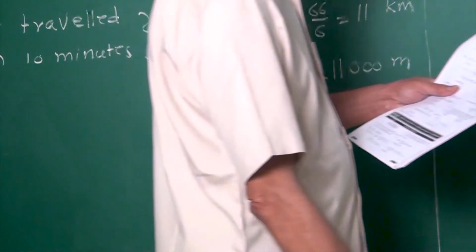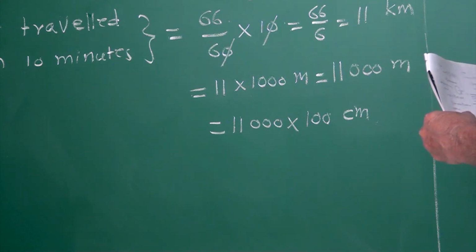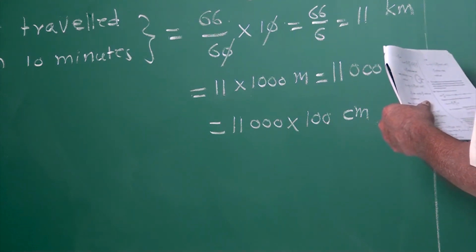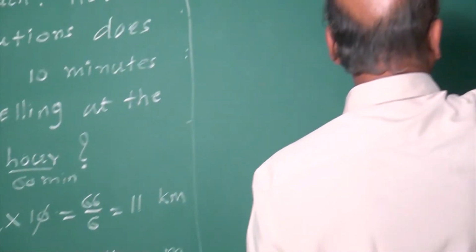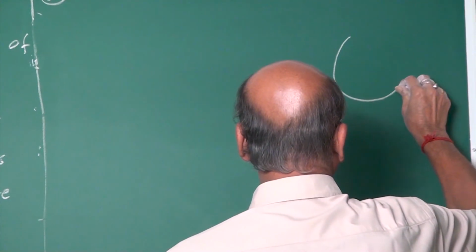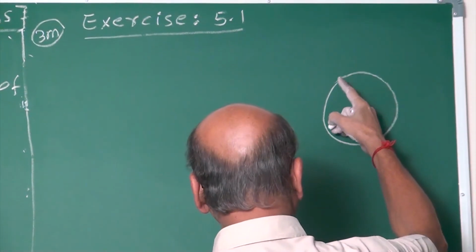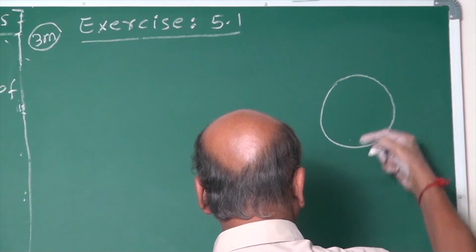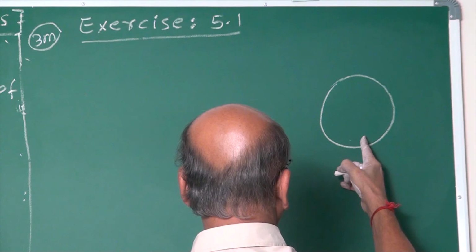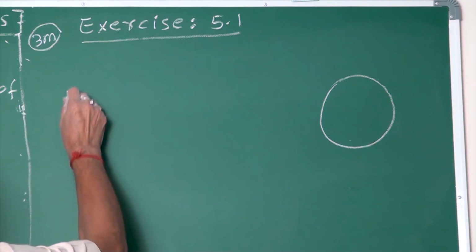Next, my friends, the distance covered by the wheel in one round. See how it is. This is the wheel of the car. The wheel of the car is in the form of what? Circle. Distance traveled in one round means it is the circumference of this wheel. What is the circumference? If the radius is r, it is 2 pi r. Yes. This is the distance.